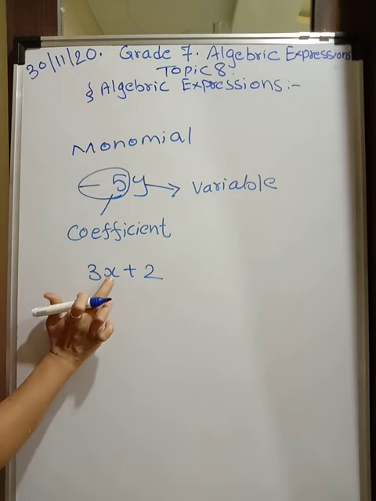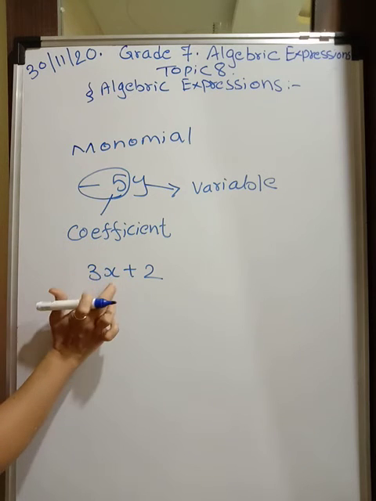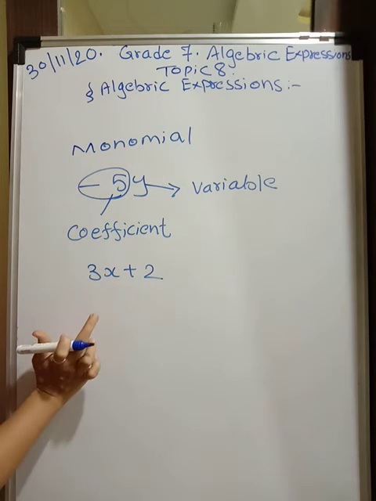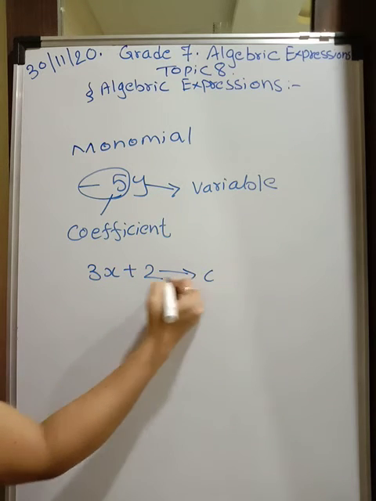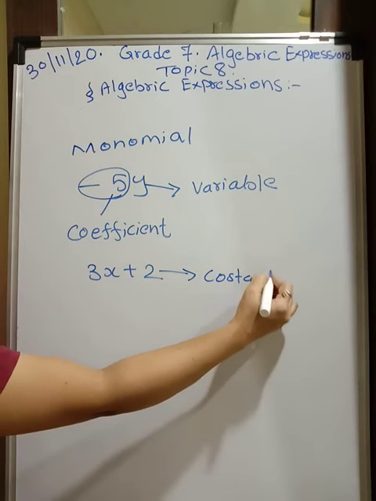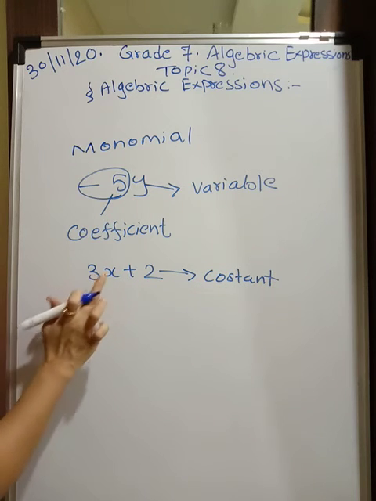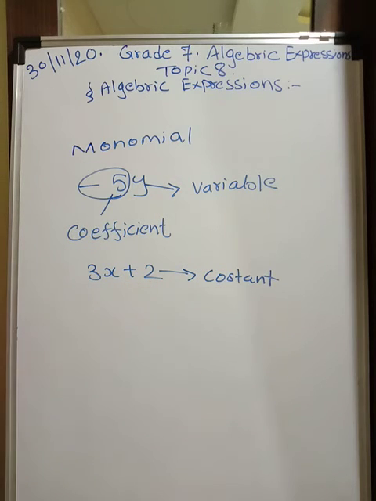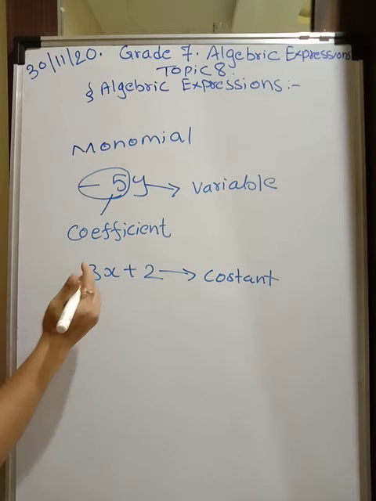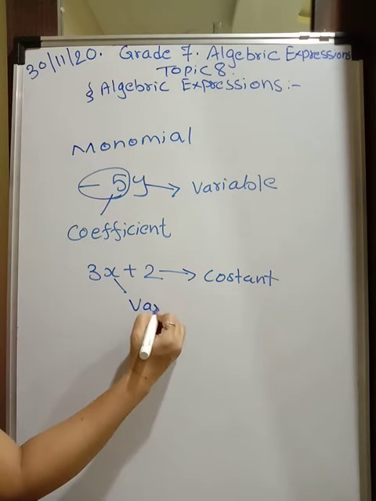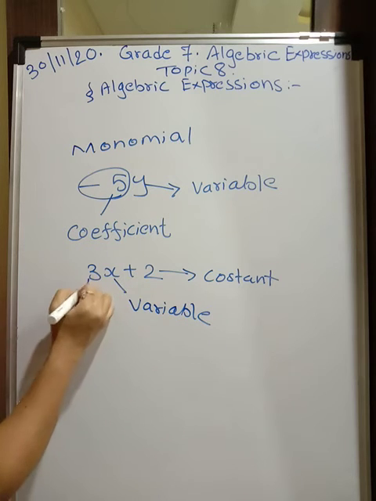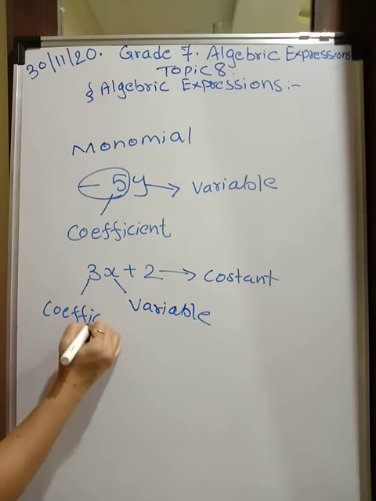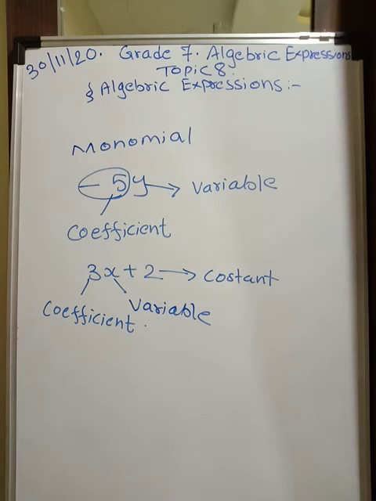Now, in this case, there is only one variable over here. This is first term and this is second term, but here there is no variable. If there is no variable, this 2 is called as constant. And this is one term, isn't it? This is one term and this is another term. This term, which doesn't have any variable, is called as constant. Are you understanding? Here, in this case, x is what? Variable. And 3 is coefficient. Are you understanding? These are very basic things related to algebraic expressions.